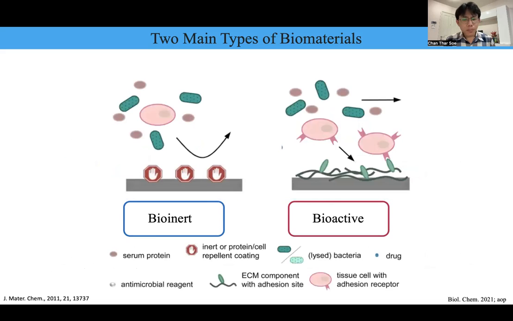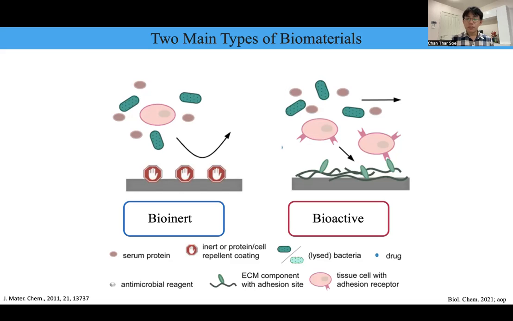So let's make it clearer. For bioinert material, as I mentioned before, on the surface of the biomaterial there will be no adsorption of any other biological molecule or cell. Proteins, immune cells, or whatever cells are in the biological system, there will be no attachment. This biomaterial will stay alone.